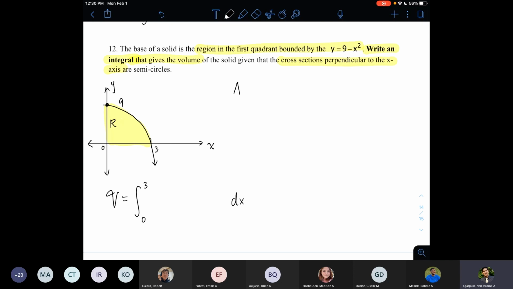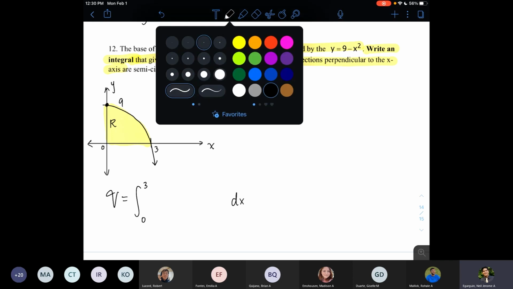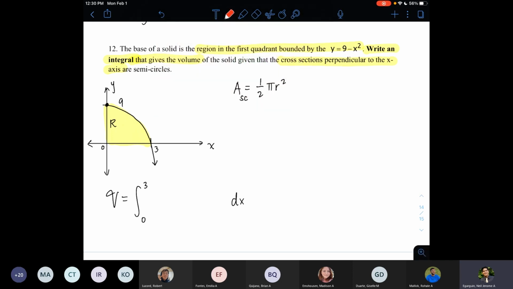But the integrand, remember, is the area of the cross sections. The cross sections were said to be semicircles. So we need the formula for the area of a semicircle. That is nothing more but half the area of a circle. A circle has area pi r squared. We are dealing with semicircles here, so it's just 1/2 pi r squared. And how do those cross sections look like? They will look like this: semicircles sticking out of the screen. So that's how our cross sections look like.